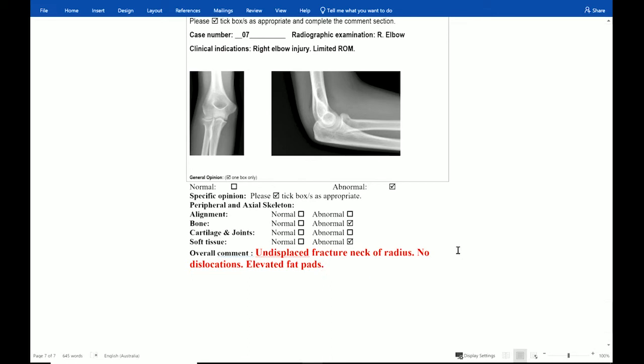So for the final case then, it's abnormal. The bone and the soft tissue is abnormal, and your overall comment is there's an undisplaced fracture of the neck of the radius. There's no dislocations and elevated fat pads are visible.